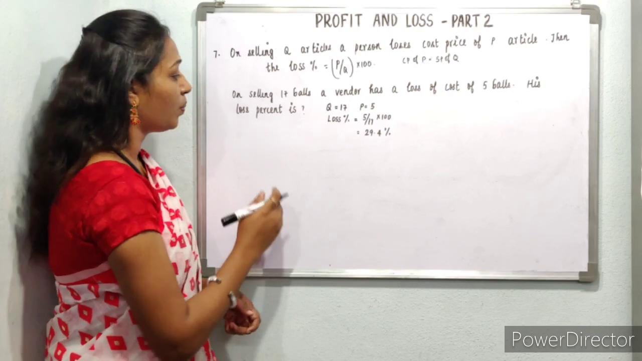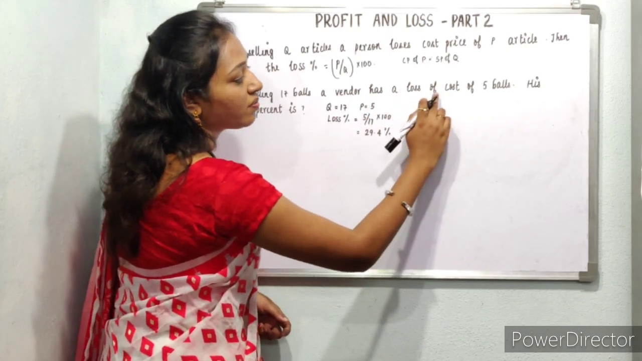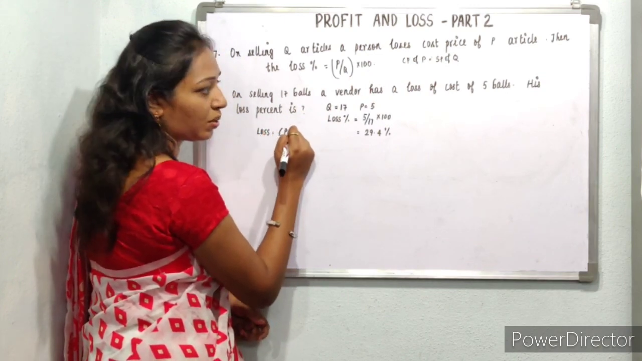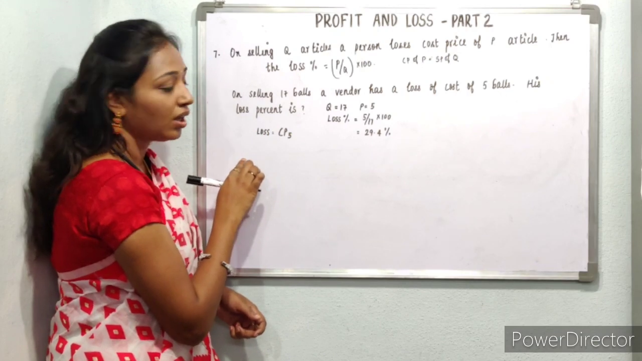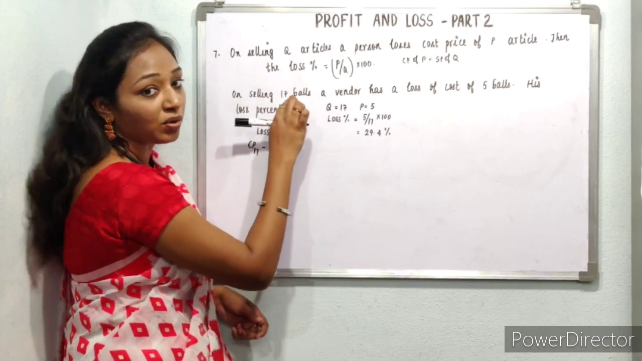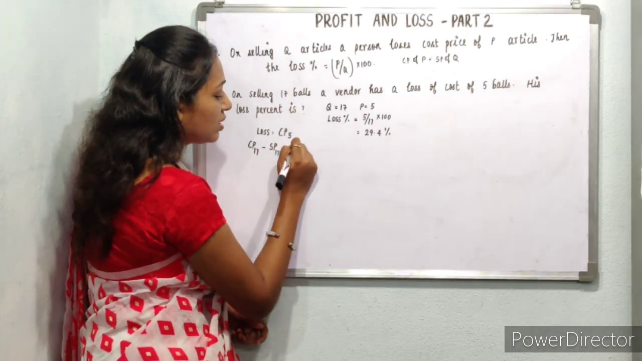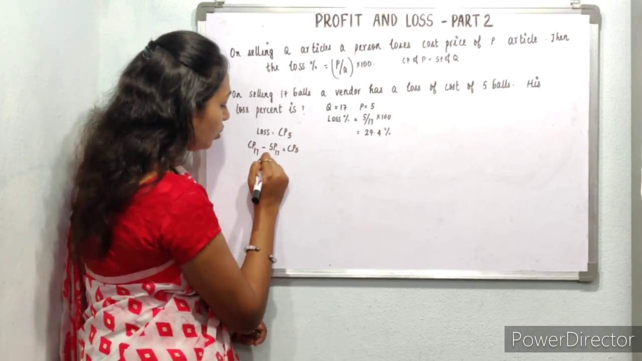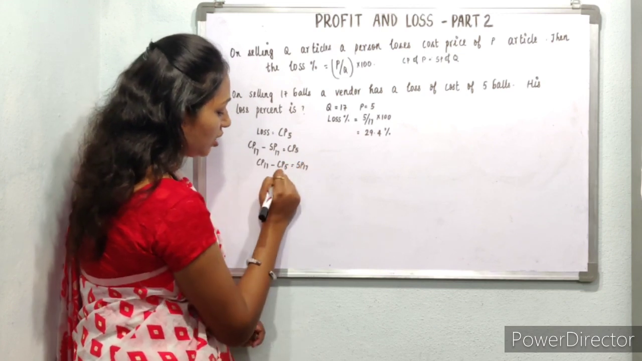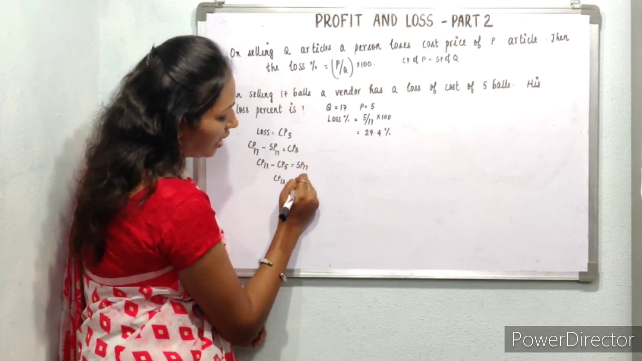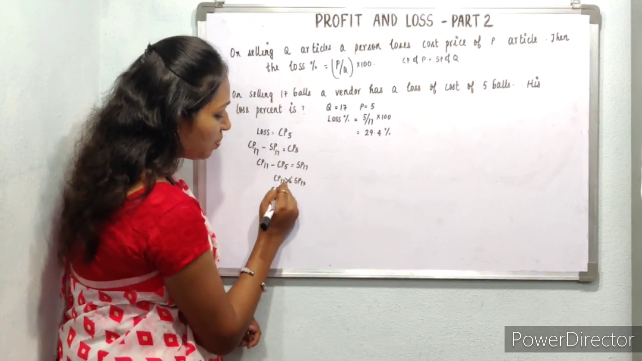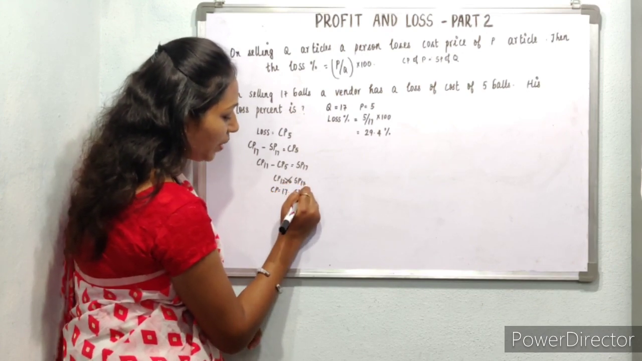Now I'll show you the traditional procedure also. What is this? A loss which is equal to the cost of 5 balls. So we have loss equal to the cost price of 5 balls, and we know the formula for loss. Loss is equal to cost price minus selling price. So the cost price of 17 balls, because selling 17 balls, equal to CP5. Now bring it this side. So CP17 minus CP5 equal to SP17. So CP12 equal to SP17. When you cross multiply, you will get the value of cost price and selling price. So the cost price equals 17 and the selling price equals 12.